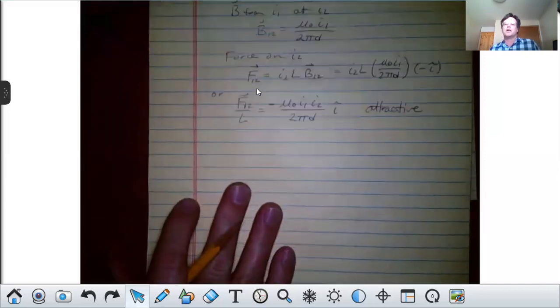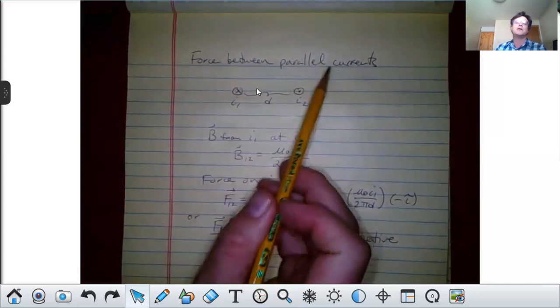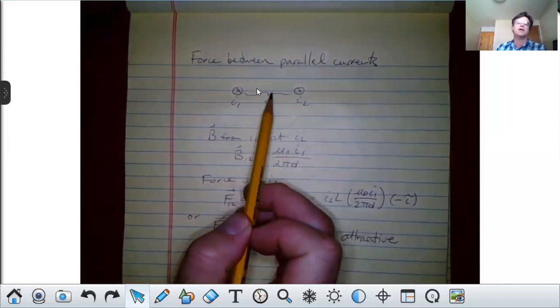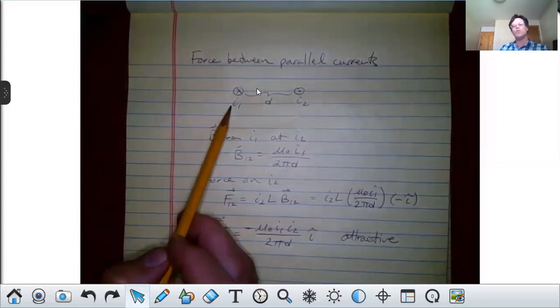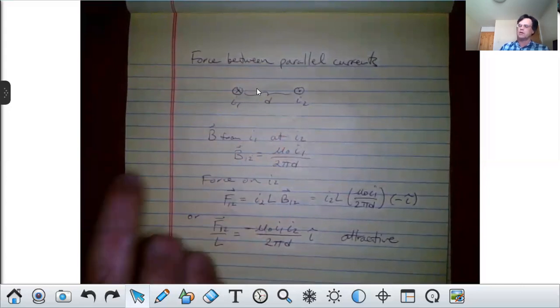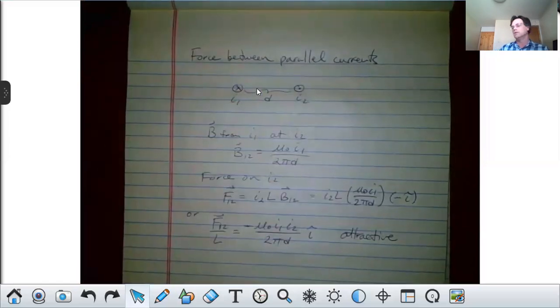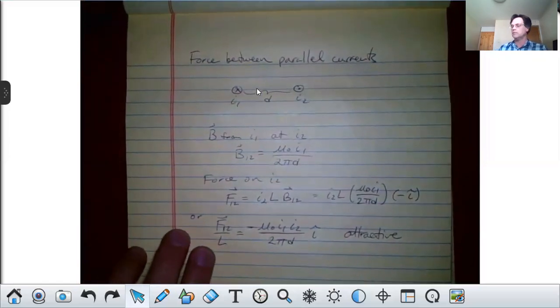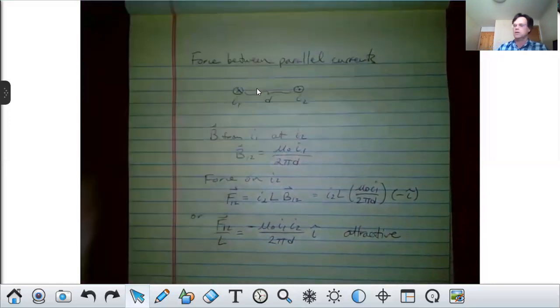Another phenomenon I want to talk about in this lecture is the force between two parallel wires that carry current. So we have I1 here on the left, I2 on the right, distance d apart. Current I1 is going into the page, current I2 is coming out. Now, one thing that'll happen, I1 will create a magnetic field going down over here.